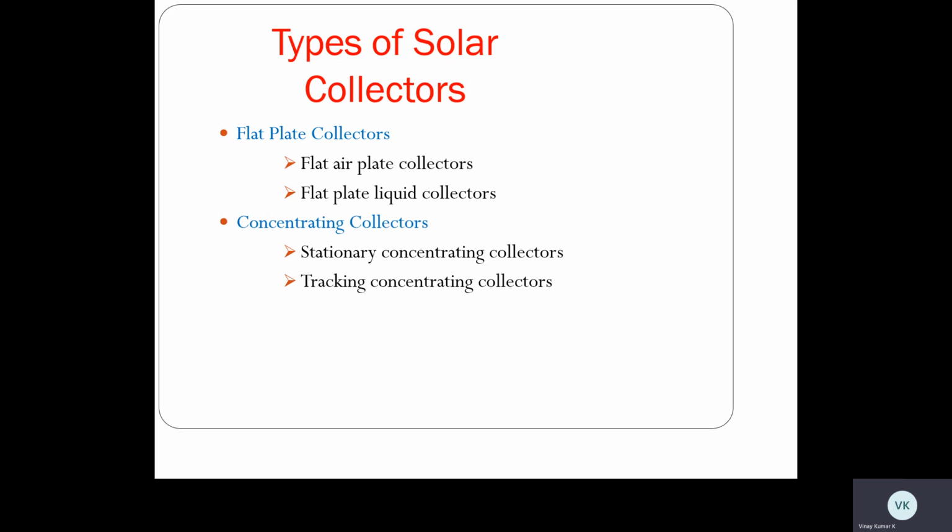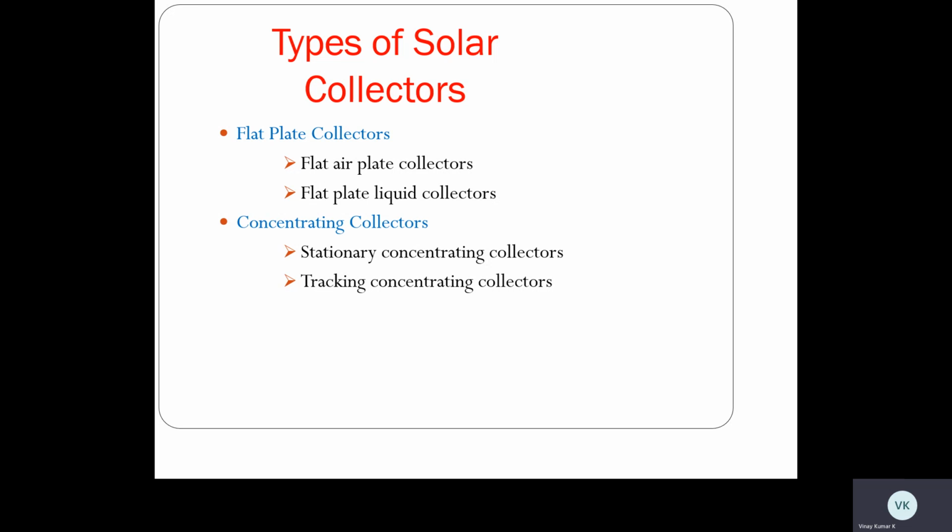And one more thing is concentrating collectors. These concentrating collectors are also divided into two types: stationary concentrating collectors and tracking concentrating collectors. In stationary concentrating collectors, there is no movement of equipment, no mechanical movement of any kind. But in tracking concentrating collectors, the mechanical equipment used in the collecting system moves, so they are called tracking systems.